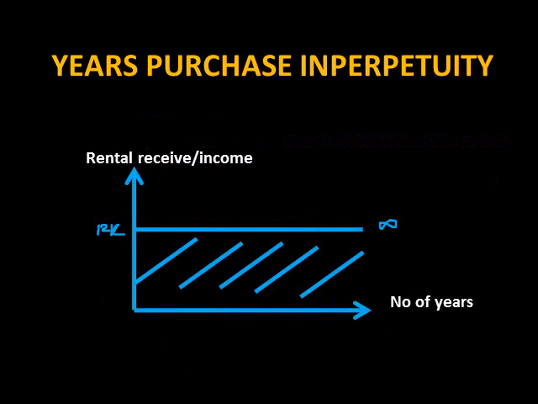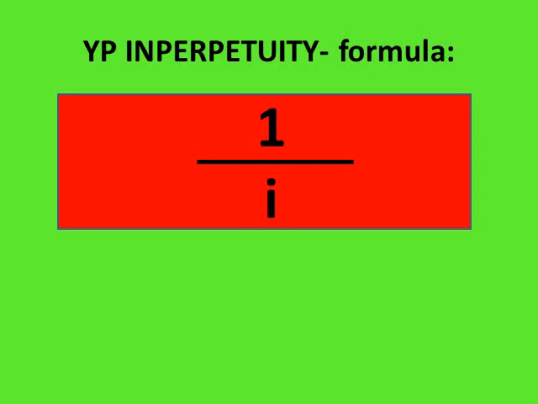This is another view to show you. This timeline involves an X and Y axis, where X is the number of years and Y is the rental received or income. Here you can see an example where you will receive the same amount of income for perpetual time. This is the formula for YP in perpetuity: 1 over I, where I is the interest rate.